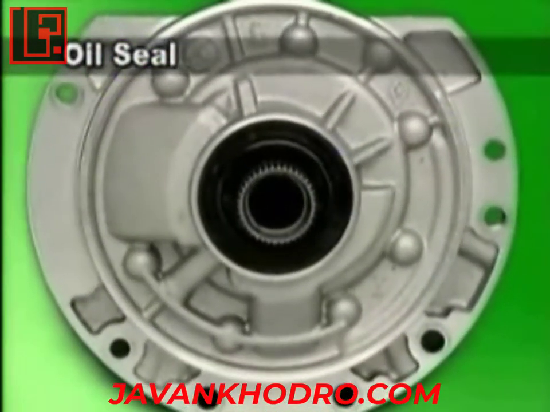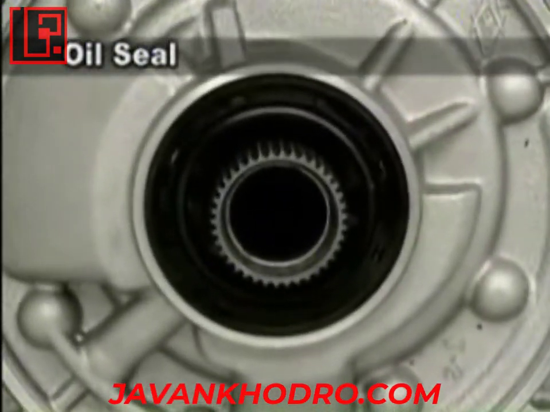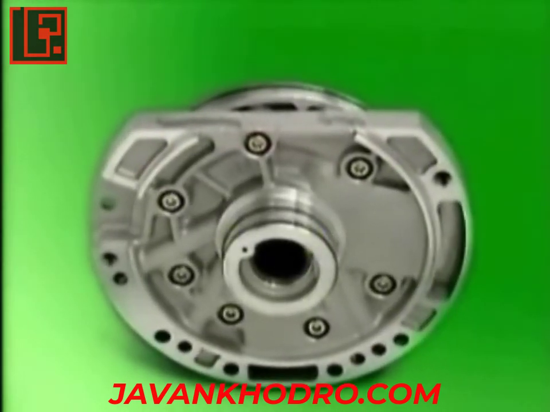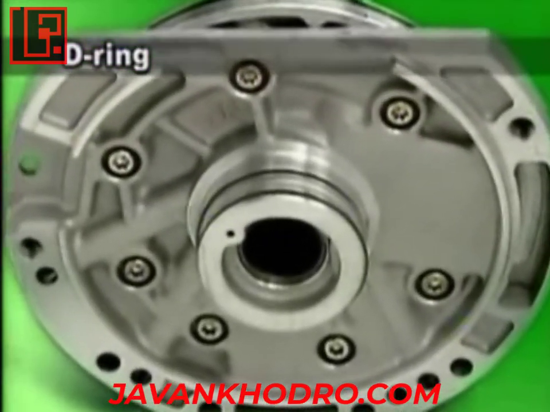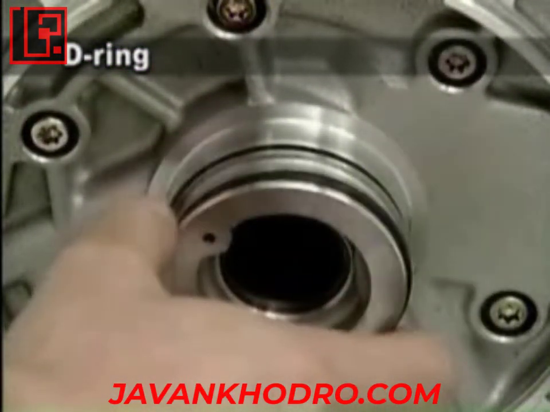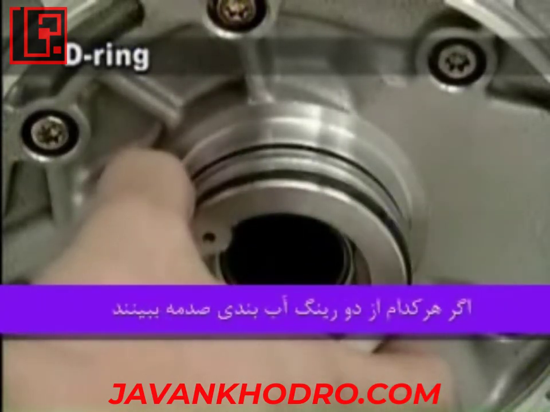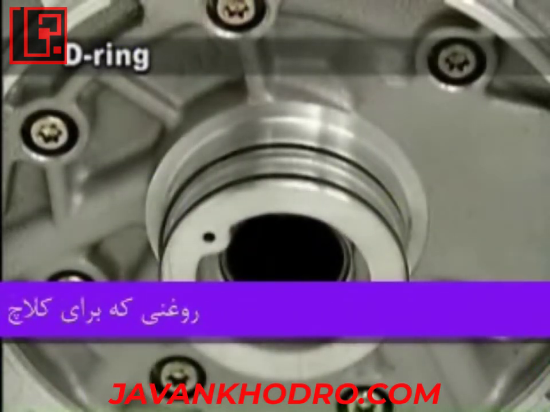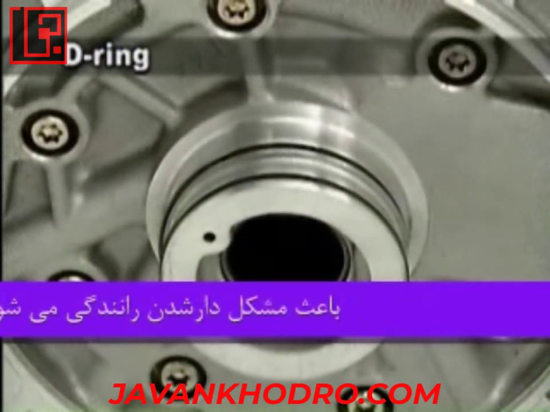Check the appearance damage of oil seal and O-ring of oil pump, which is connected to the transaxle case. And check the appearance damage of the 2 D-rings of oil pump installed at the connecting point with underdrive clutch. If any of the 2 D-rings is damaged, supplying oil to the underdrive clutch leaks to cause difficulty in forward driving.